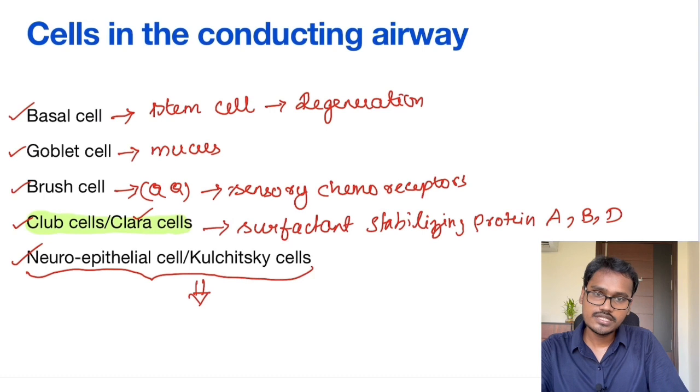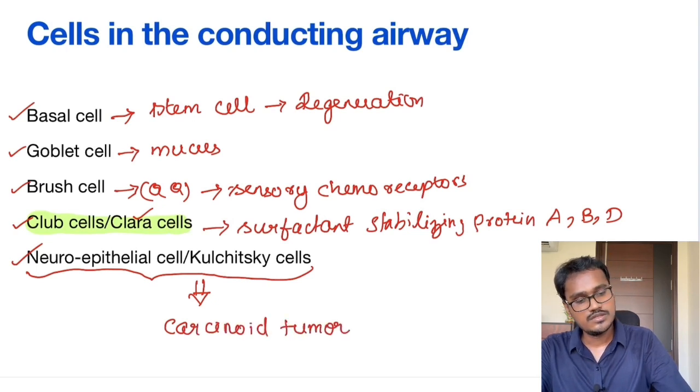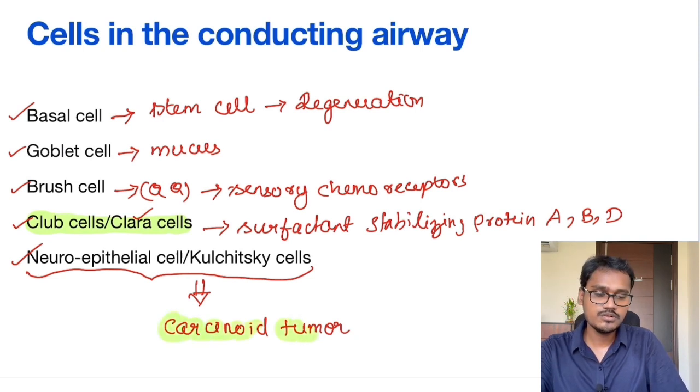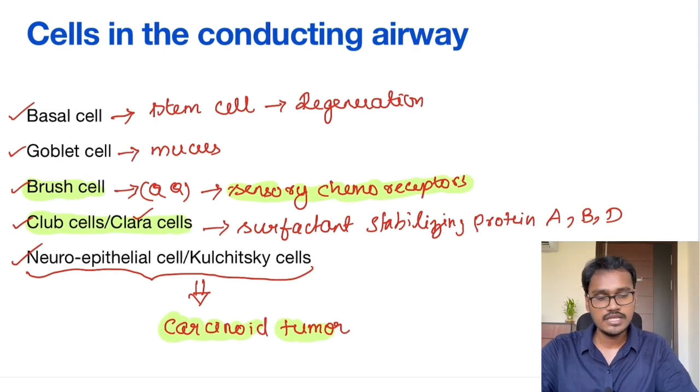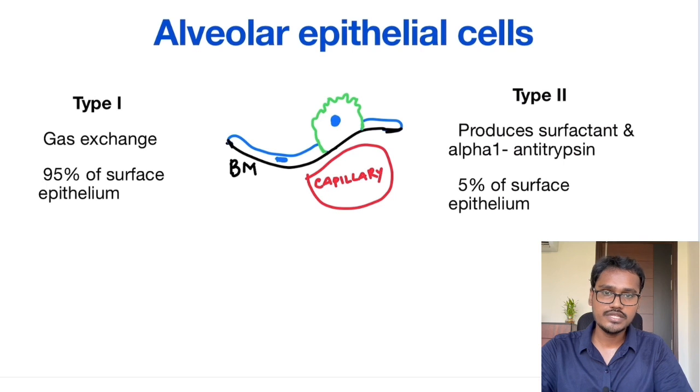is a mutation in this cell, what happens is we come across a classical tumor, that is carcinoid tumor. So the end result will be, the mutation of this cell will lead to carcinoid tumors. So here the most important part is the brush cells, which act as a sensory chemoreceptor, that we should remember. Now coming to the cells of the alveolar epithelium.